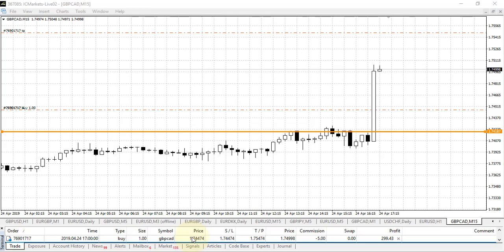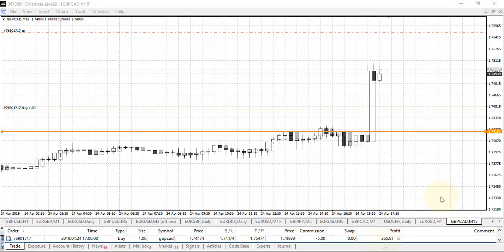So currently we are in profit. As you can see, this is a pound account, so this is about 290 pounds, which will be about maybe $350, something in that range. So nevertheless, let us wait and see how this plays out. When we are close to the end of this new candle, I'll come back again to you.